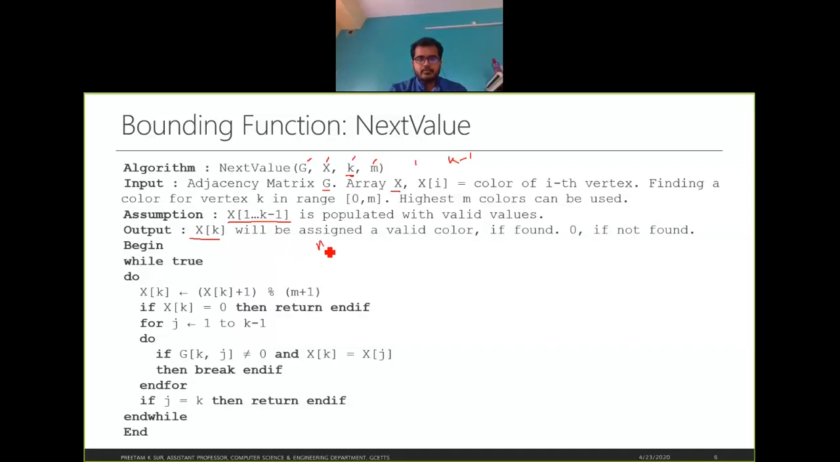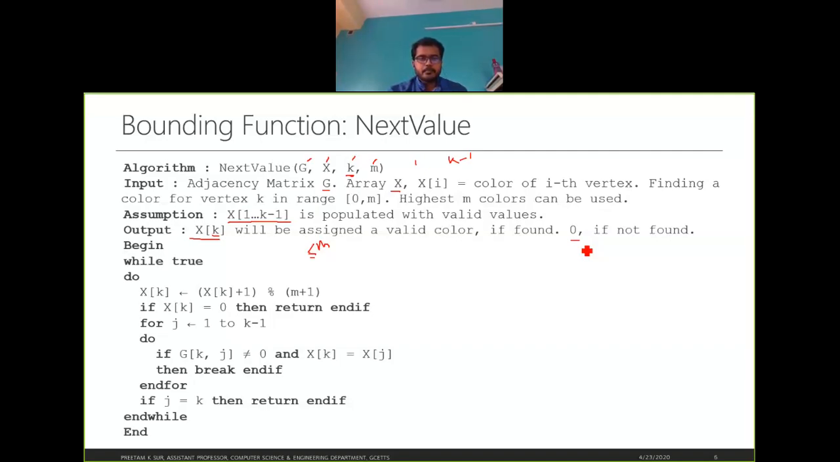Valid color means the color has to be less than or equal to m, starting with 1. So xk will be assigned a valid color if it can be done. Otherwise it will be assigned 0. If it is found that all the adjacent nodes of the k vertex have occupied all the colors, it cannot color it, so it will assign 0 to xk. So xk equal to 0 means this particular node cannot be colored with the options available.